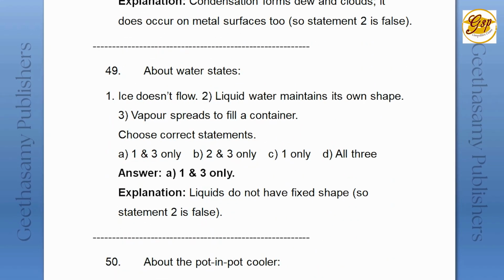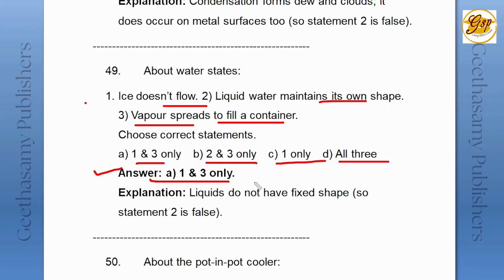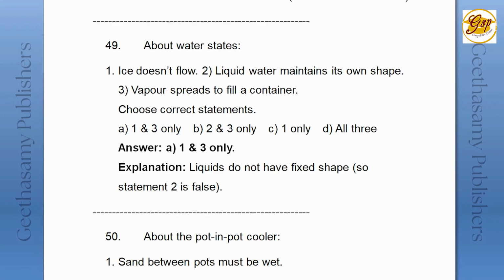Fine. 49th question about the states of water. 1: ice doesn't flow. 2: liquid water maintains its own shape. 3: vapor spreads to fill the container. Choose the correct one: 1 and 3, 2 and 3, 1 and 2, all 3. The correct answer is A, 1 and 3 only. Explanation: liquids do not have a fixed shape, so statement 2 is false.